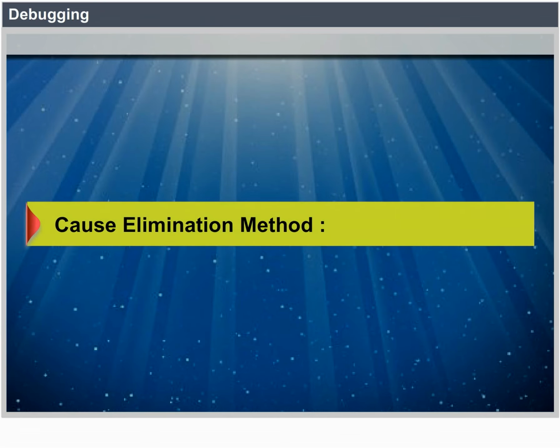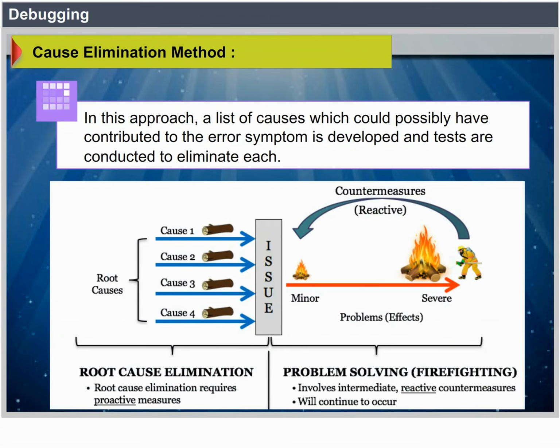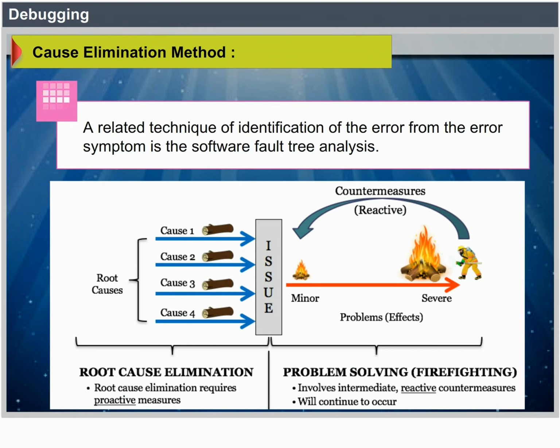Cause elimination method. In this approach, a list of causes which could possibly have contributed to the error symptom is developed and tests are conducted to eliminate each. A related technique of identification of the error from the error symptom is software fault tree analysis.